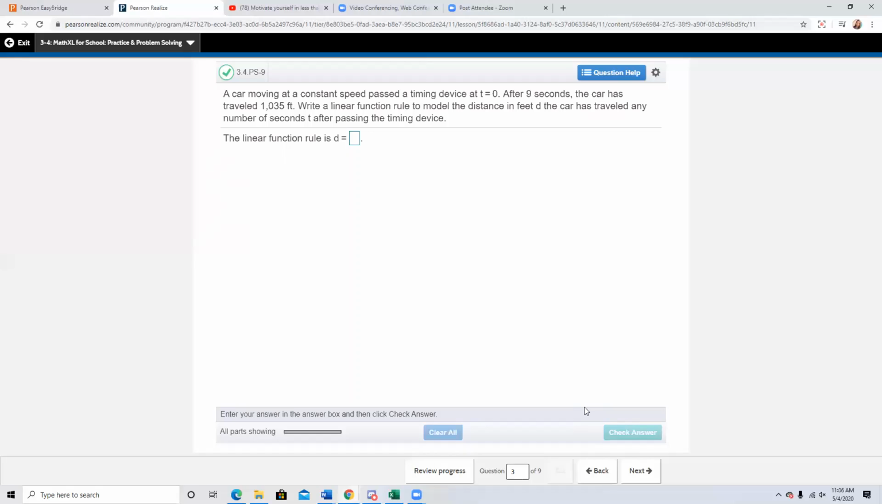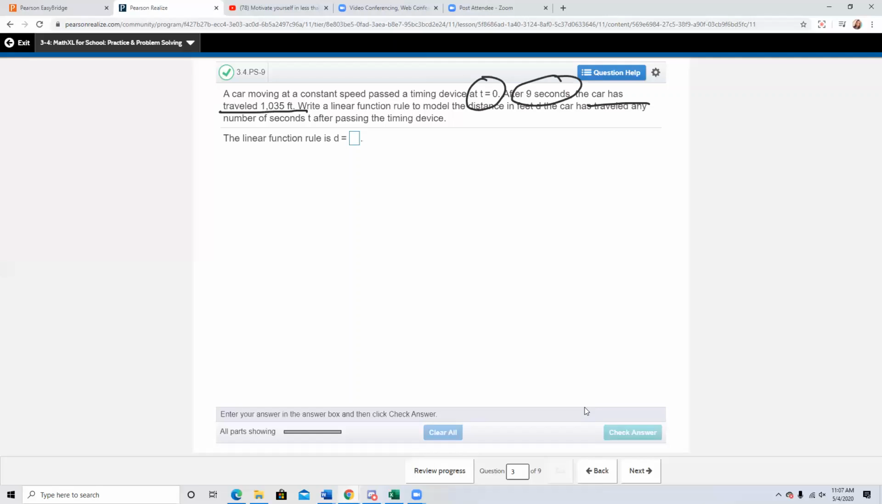Okay, so this word problem is talking about a car moving at a constant speed, and it's past the timing of t equals 0. So that's like when it's sitting still. But after 9 seconds, the car has traveled 1,035 feet. Okay, so that sounds like one of my race cars that I'm ready for. So the car traveled a total of 1,035 feet in 9 seconds. We have to write a linear rule to model the distance in feet, D, when the car has traveled any number of seconds. So we still have to figure it out.